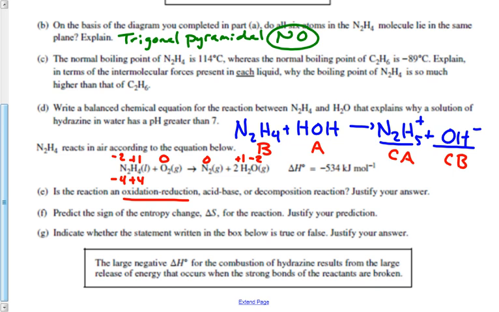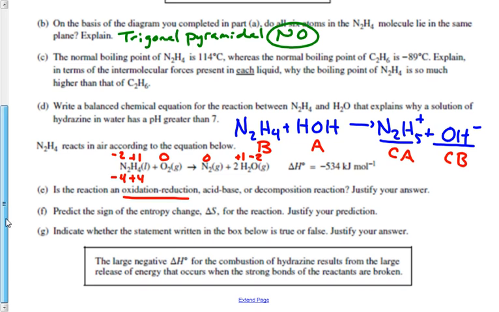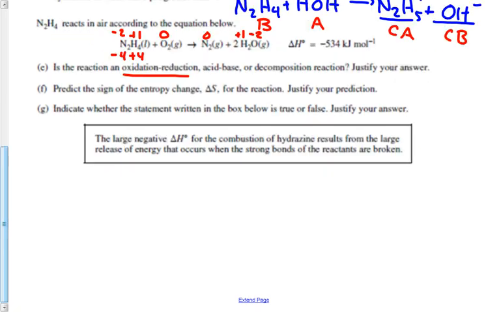Okay? 2 left. And I like these last 2. F: predict the sign of the entropy change, S, for the reaction. Justify your prediction. And then indicate whether the statement written in the box below is true or false. I'd like you to do both those without me. Give it a shot. If you're not sure, skip one or skip to the other. I'm going to pause it for a minute.